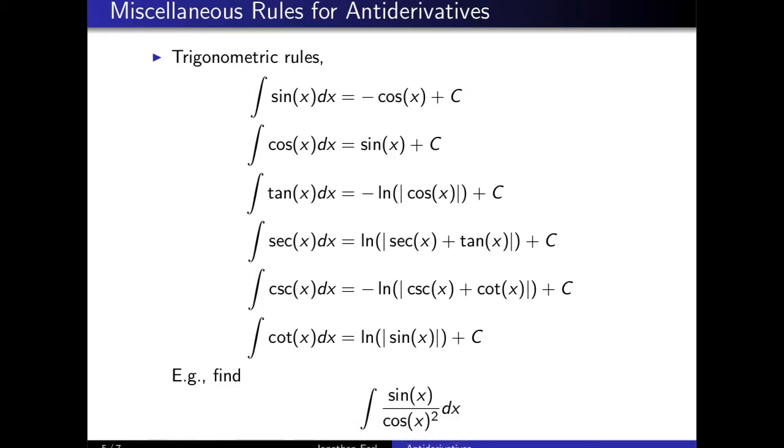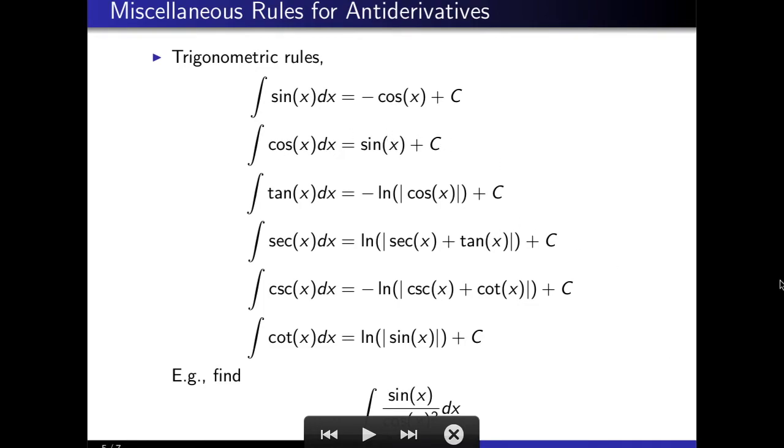Again, you're asking what function do you have to start with to take a derivative and get sine? Well, we know that if we take a derivative of cosine, we get minus sine. So if we start with minus cosine and we take that derivative, we get positive sine. So the antiderivative of sine is minus cosine plus c. The antiderivative of cosine is sine plus c.